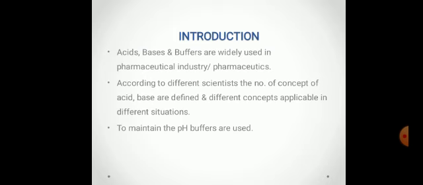So an acid is a substance whose aqueous solution turns litmus paper from blue to red, and when the aqueous solution turns litmus paper from red to blue, it is a base. And the buffer is used to maintain the pH of a solution.